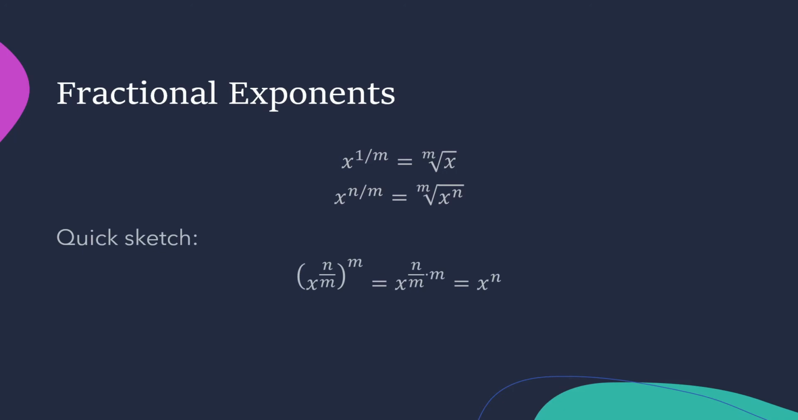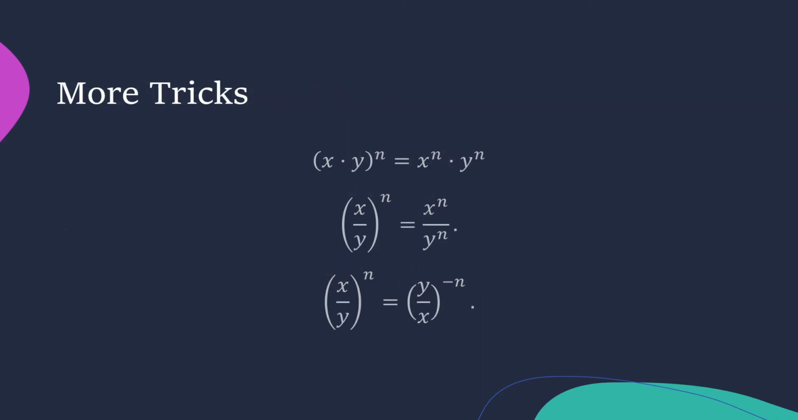And again, you can show this pretty easily. x to the n over m, to the nth power, by the power rule we just learned in the last slide, is just equal to x to the n, so that's pretty cool. And if you just let n equal 1, it's basically the first equation on this slide.